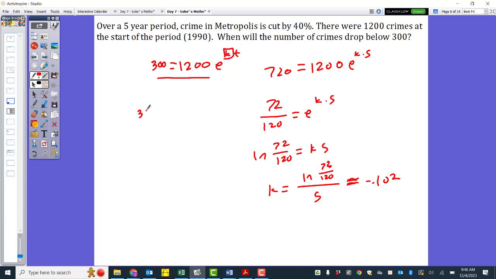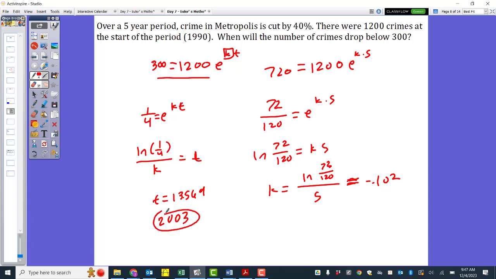So we have 3, well, really, we're going to divide fully, so we're going to have 1 over 4 e to the k, or equals e to the kt. But we know what k is because we just stored it. So we have natural log of 1 over 4 divided by k equals t. We can plug that into our calculator. And we get t is equal to 13.569. So about in the year 2003 is when crime will drop below.